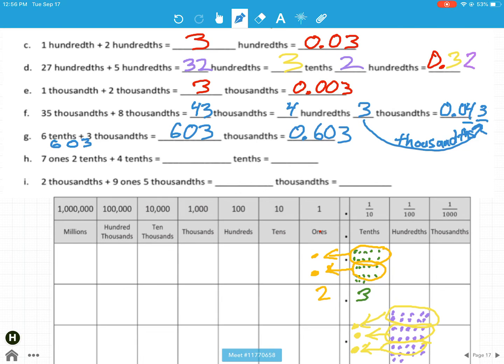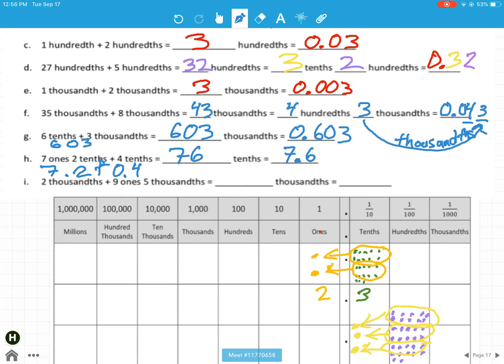All right, here we have 7 ones. Then we have a decimal. And we have 2 tenths plus 4 tenths. All right, hopefully you can see that that is 76 tenths, which is 7.6. Now we have 2 thousandths.